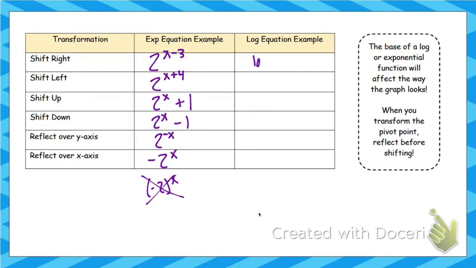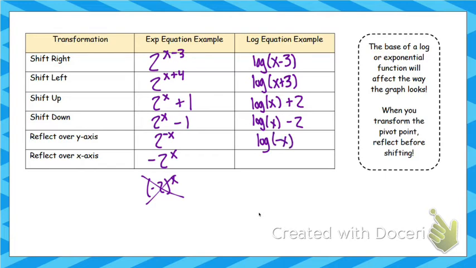Okay, so again, horizontal changes are going to occur inside the parentheses near the x. So that's a shift right. That's a shift left. A shift up, again, is going to be outside the parentheses. A shift down is going to be outside the parentheses. Reflection over the y-axis would be inside because that's horizontal. Reflection over the x would be outside.